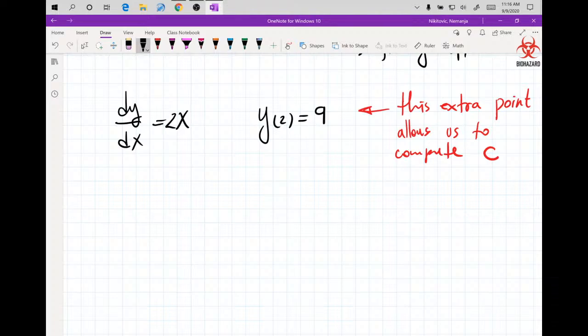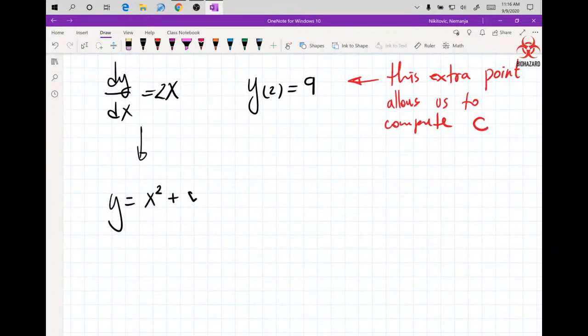So now we know that this solution over here is y equals x squared plus c. Come on. X squared plus c. There we go. It looks like this is getting, yeah, I'll have to get the cooling pack.